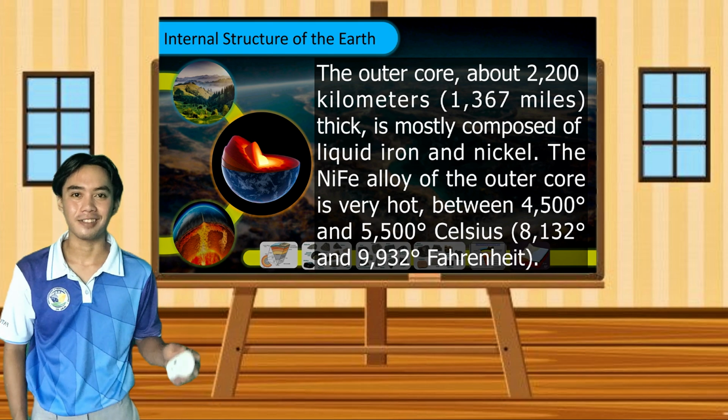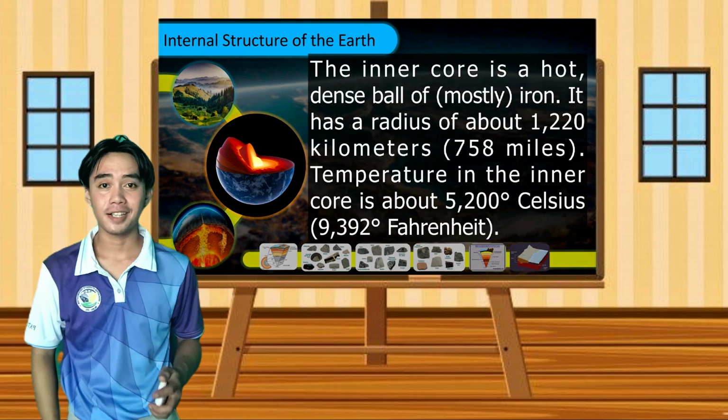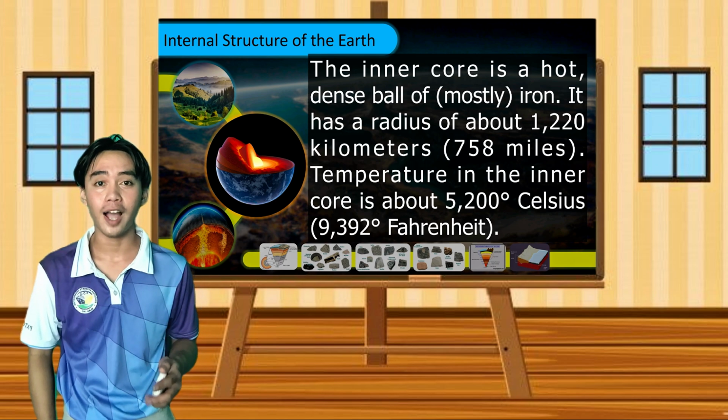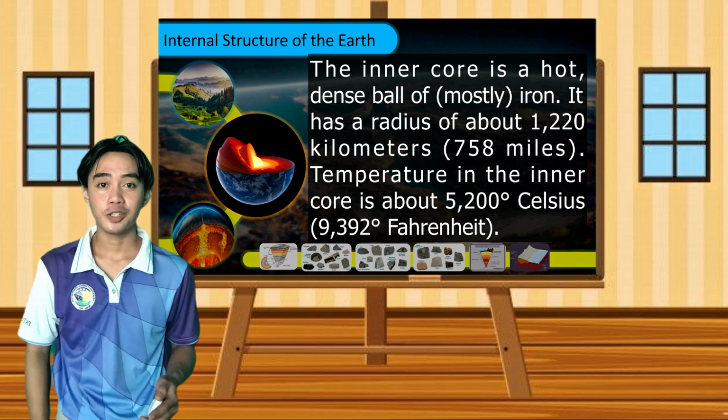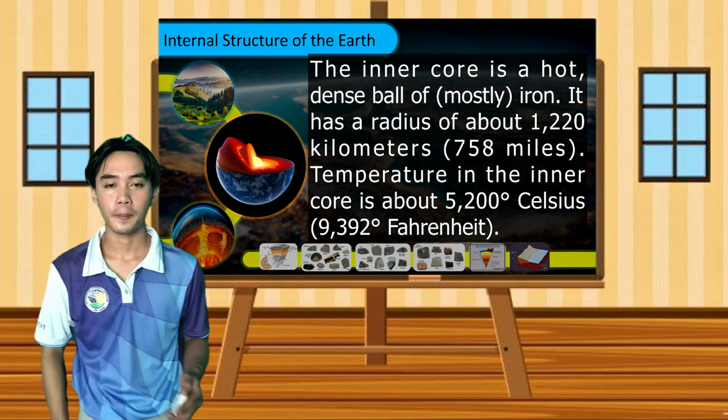With this, the core has been the site of violent convection currents, sustaining and creating our Earth's magnetic field. Next, the inner core is a hot, dense ball made mostly of iron, and the temperature in the inner core is about 5,200 degrees Celsius.